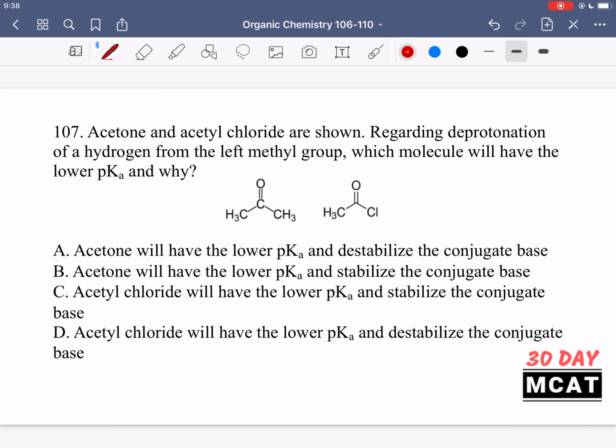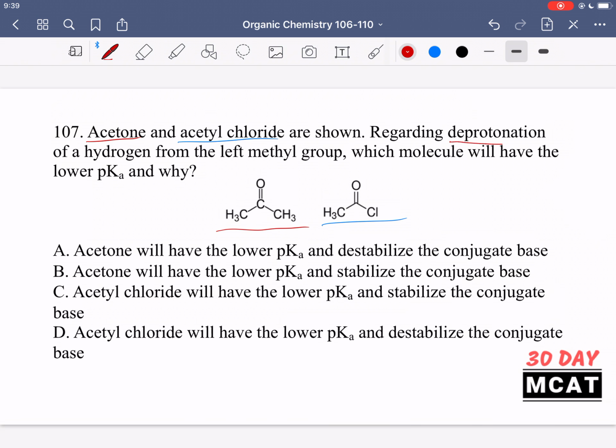In question 107, it says acetone and acetyl chloride are shown. Regarding deprotonation of a hydrogen from the left methyl group, which molecule will have the lower pKa and why? We have acetone and we have acetyl chloride. And you should be able to interpret names and match them with structures for organic chemistry. So acetone is here, acetyl chloride is this one on the right.